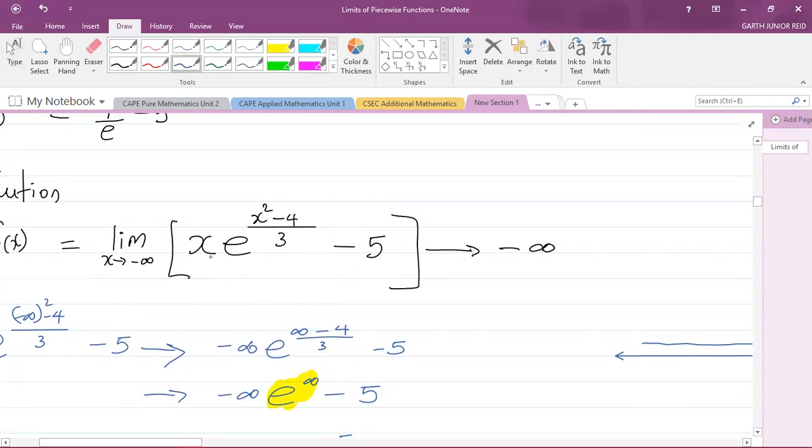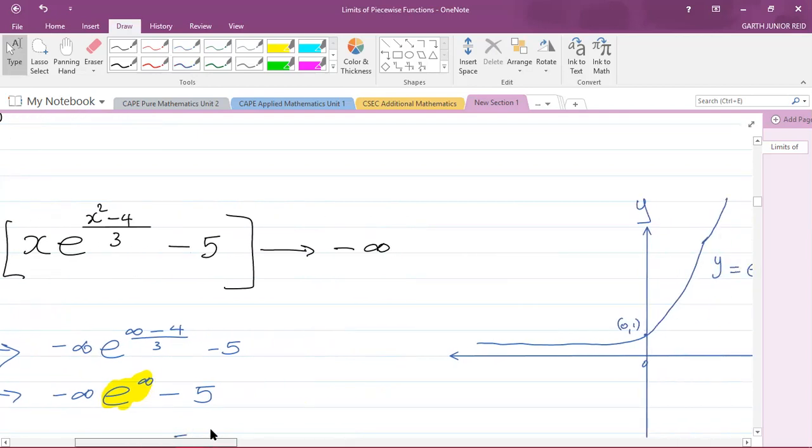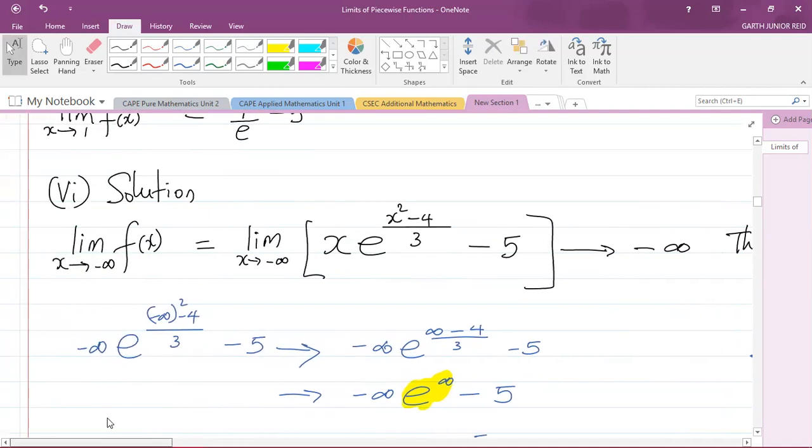So the limit of x e to the power of x squared minus 4 over 3 minus 5 as x approaches negative infinity is approaching negative infinity. And that means that the limit does not exist. Whenever you have your answer as approaching negative infinity or positive infinity, it means that the limit does not exist. Good.